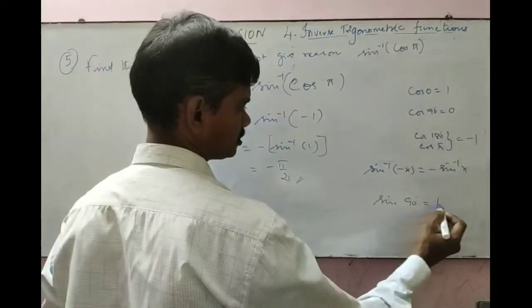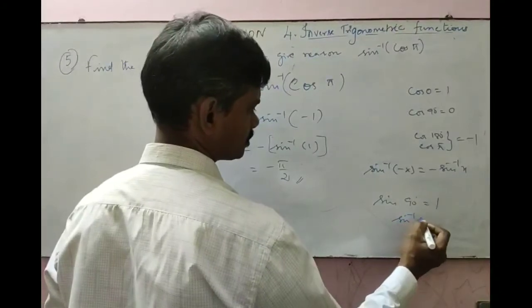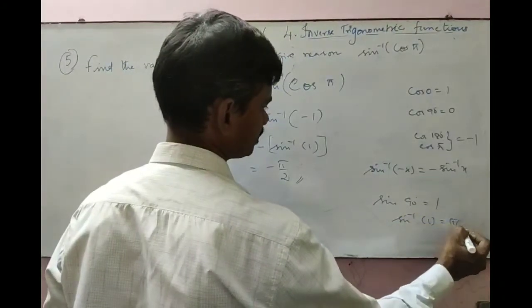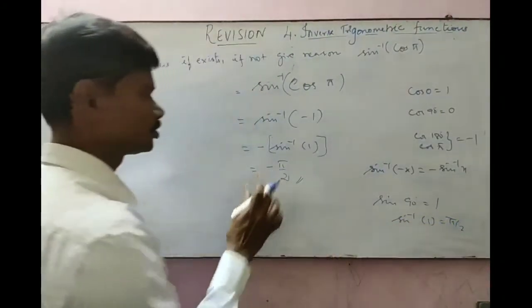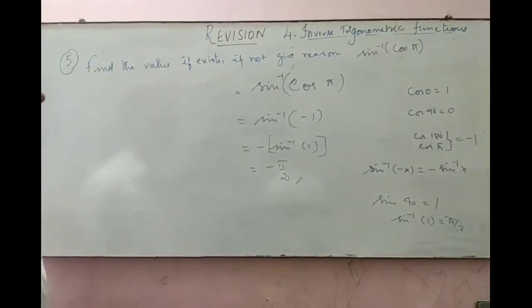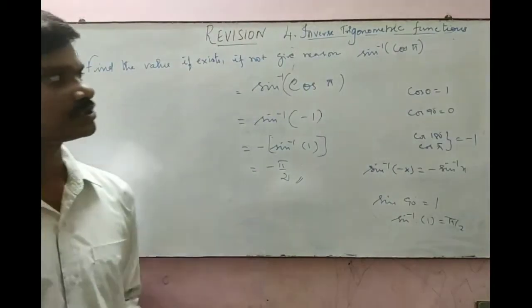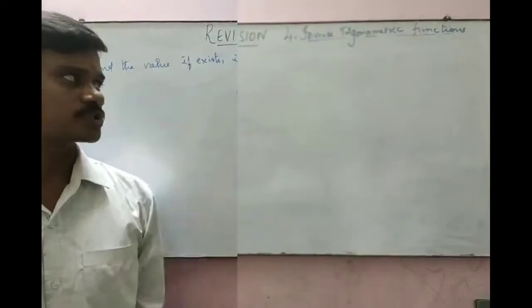Sin 90 is 1. So sin inverse of 1 is equal to 90, that is pi by 2. So you get the answer as minus pi by 2. Here the value exists for sin inverse of cos pi.